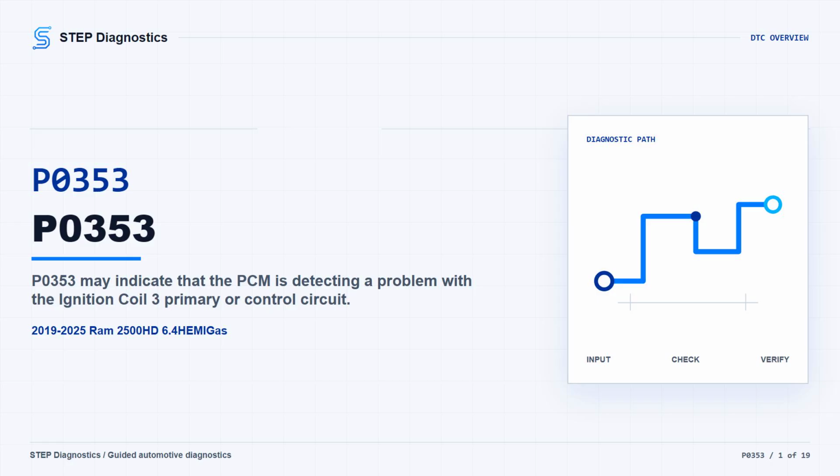Broadly, you're thinking about the ignition feed, the coil control circuit, the coil and plug area, connector condition, and in some cases the PCM coil driver. Start with the basic system checks before getting deep into the pinpoint tests.